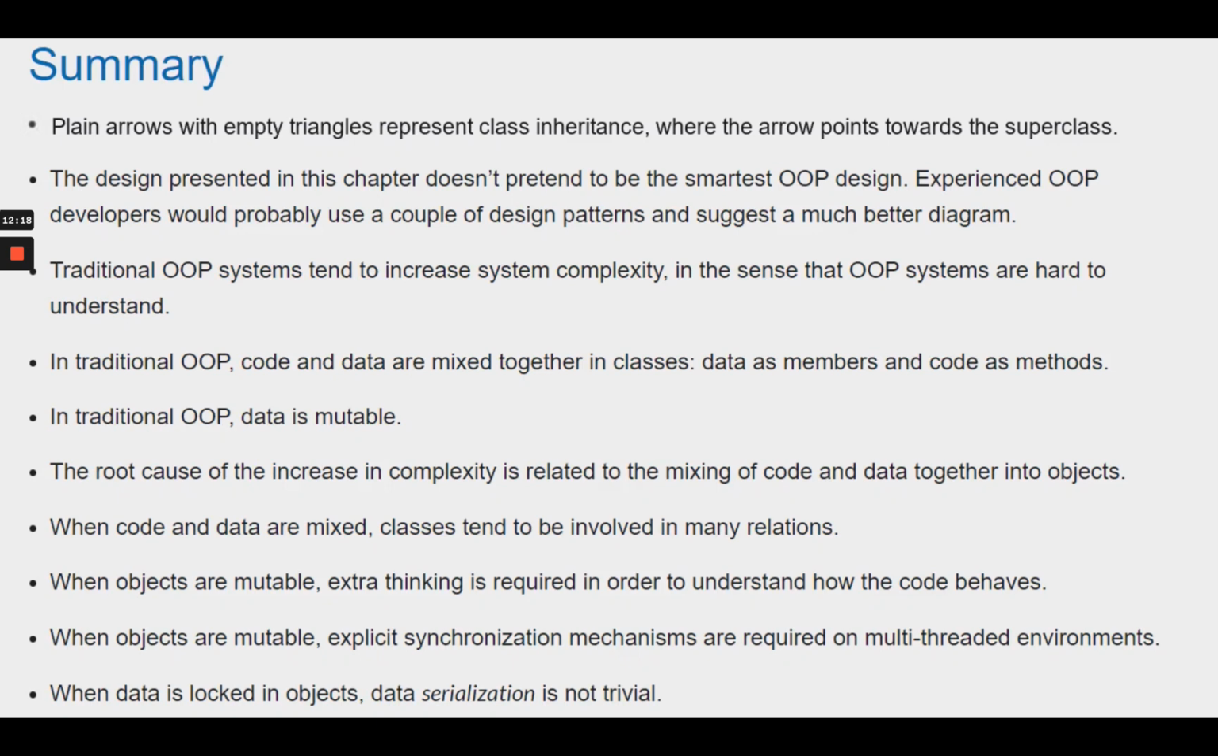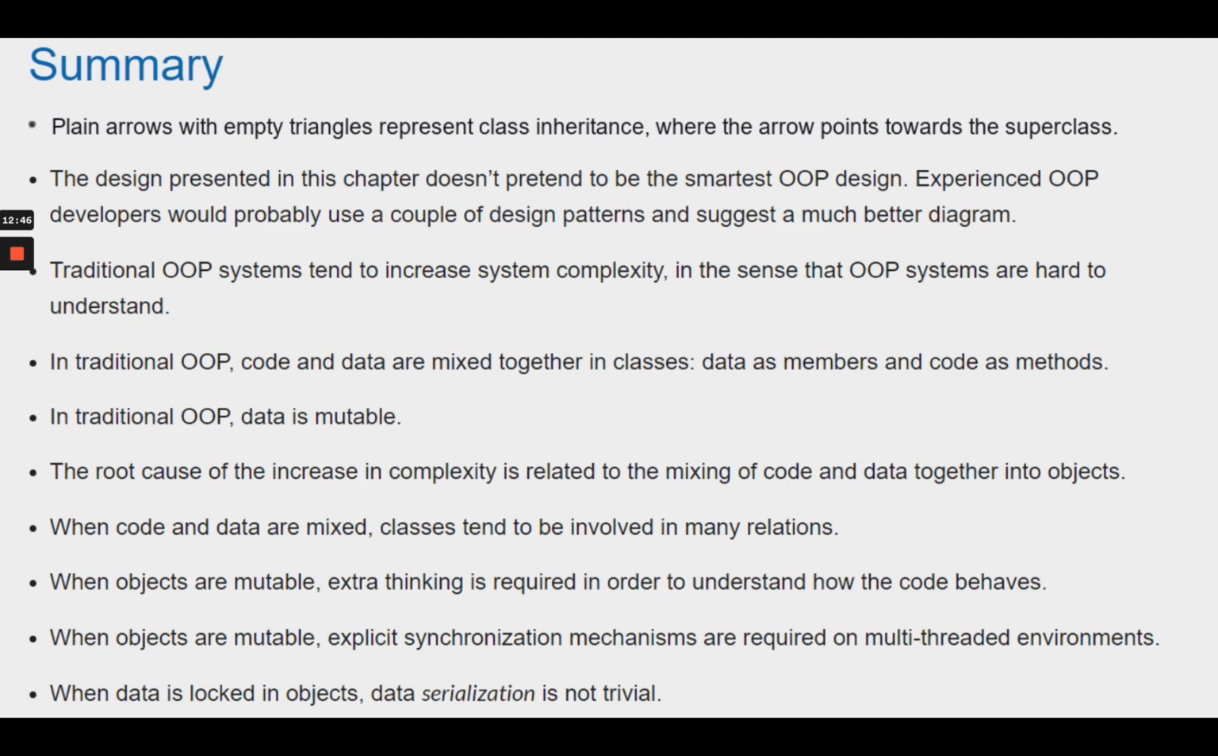Traditional OOP systems tend to increase system complexity, in the sense that OOP systems are hard to understand. In traditional OOP, code and data are mixed together in classes, data as members and code as methods. In traditional OOP, data is mutable. The root cause of the increasing complexity is related to the mixing of code and data together into objects.